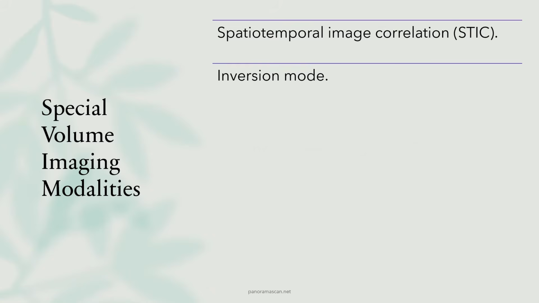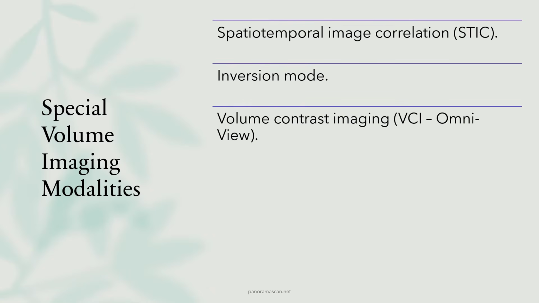VCI, also known as OmniView, is an imaging modality that improves tissue contrast in 3D volumes. It is particularly beneficial for visualizing soft tissues or vascular structures in a more defined and detailed manner, enhancing diagnostic accuracy.